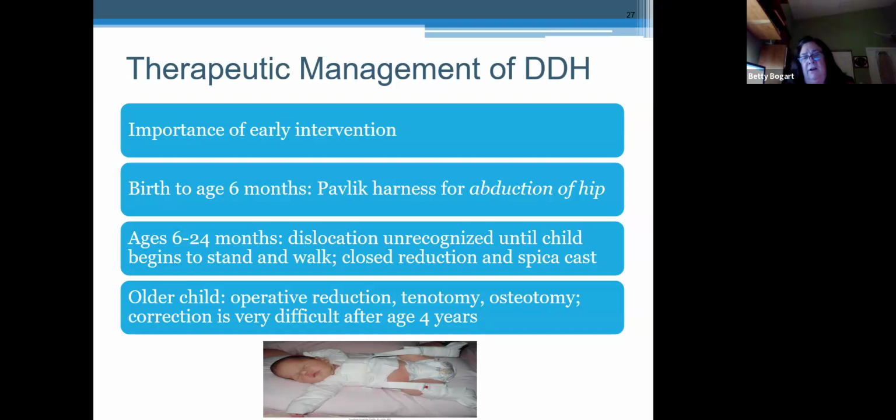If this Pavlik harness doesn't work, they might have to put on a spica cast as they get older, like after 6 months. And then sometimes these kids didn't get to the doctor quick enough, and now these tendons are all tense and tight, and you can't move them. They might need surgery to clip them, to open them, to stretch them.